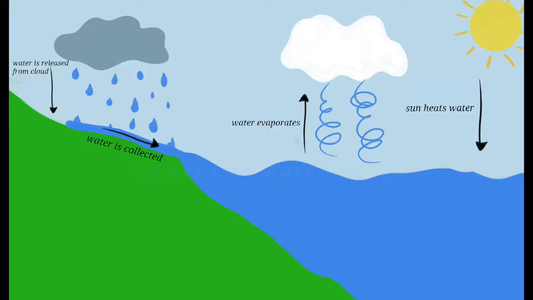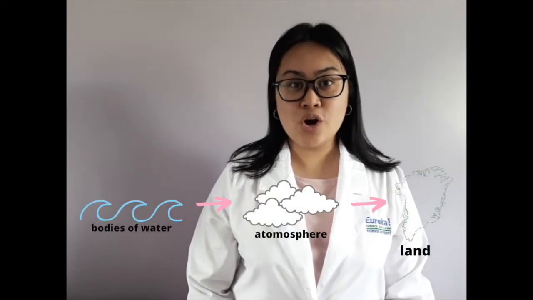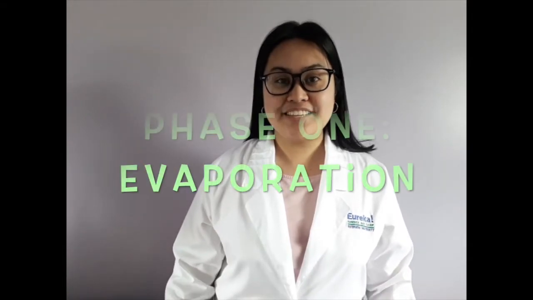The water cycle is a cycle which describes the endless movement of water on Earth. The water on Earth moves between bodies of water such as oceans, lakes, and rivers, the atmosphere, and land. And this water can be in the form of a liquid or a solid and sometimes even a gas. There are 4 important phases in the water cycle. The first phase is evaporation. This is the beginning of our cycle.